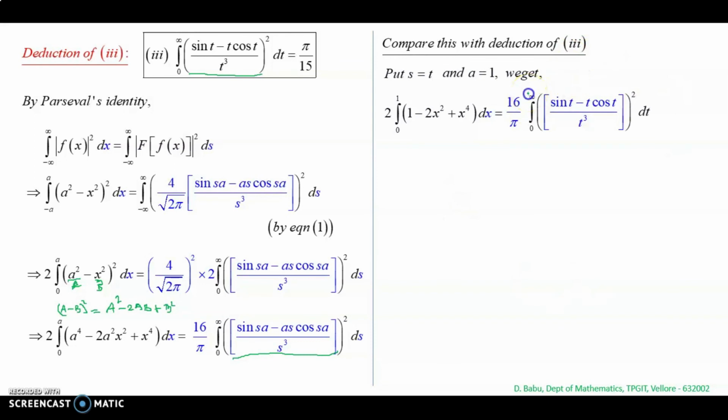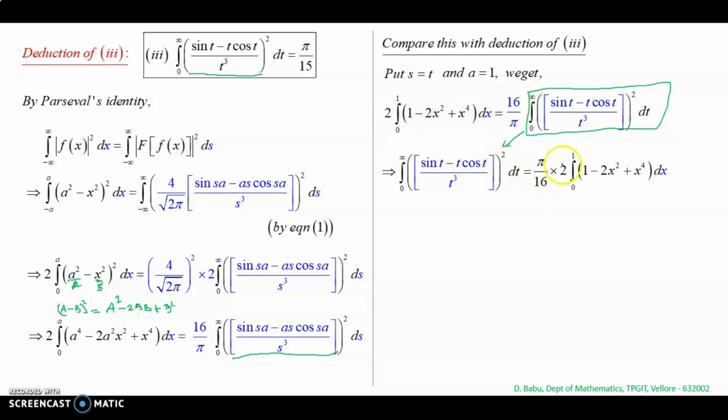Actually we need this term only: the integral from 0 to infinity of sin t minus t cos t divided by t cube, the whole square, dt. So this implies it equals pi times 2 divided by 16 times the integral from 0 to 1 of 1 minus 2x square plus x power 4 dx, which is equal to pi by 8.